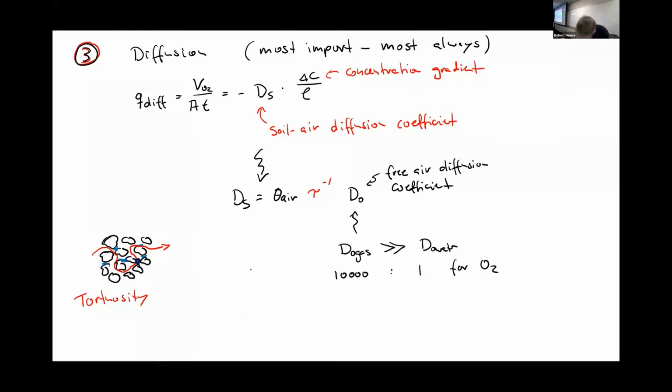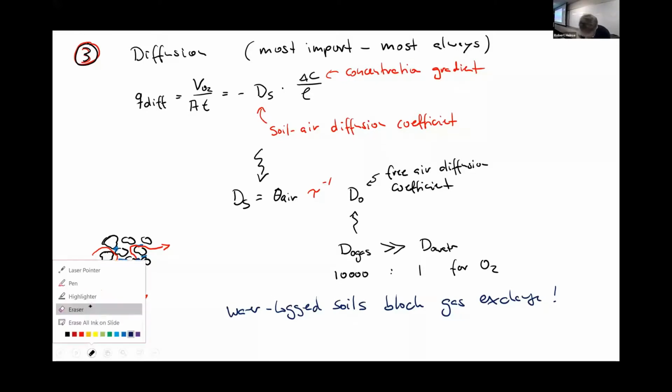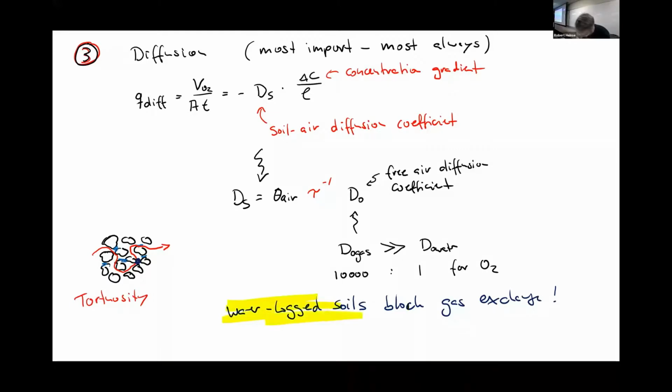So waterlogged soils block gas exchange. Highlighter, not eraser. Whew, that was close. Okay, so there's your bullet point right there.